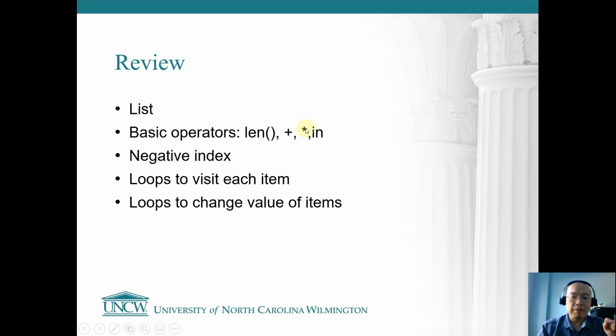And then we have the in operator, which checks whether one item is a member of a list or not. And we can use indexes, both positive and negative. For the positive indexes, we go from 0, 1, 2, 3, and move from the left side to the right side. For the negative indexes, we start from the right side, with -1, -2, -3, right?